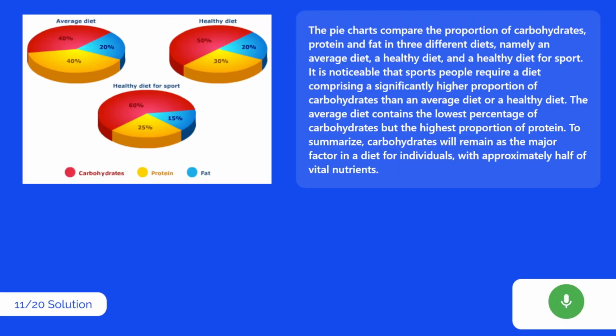The pie charts compare the proportion of carbohydrates, protein and fat in 3 different diets, namely an average diet, a healthy diet, and a healthy diet for sport. It is noticeable that sports people require a diet comprising a significantly higher proportion of carbohydrates than an average diet or a healthy diet. The average diet contains the lowest percentage of carbohydrates but the highest proportion of protein. To summarize, carbohydrates will remain the major factor in a diet for individuals, with approximately half of vital nutrients.